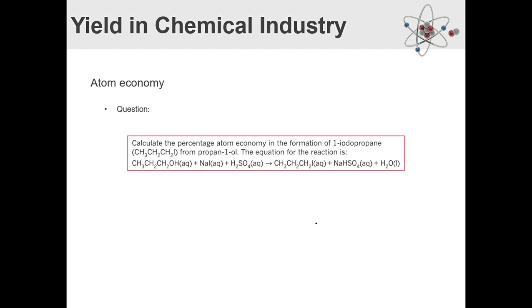Here's a question for you to give it a try. Calculate the percentage atom economy of the formation of 1-iodopropane from propanol. The equation for the reaction is that. Now, there is no way you can do this in 30 seconds, but I'm still going to put the Jeopardy timer on because I love the Jeopardy timer. Feel free to pause it.